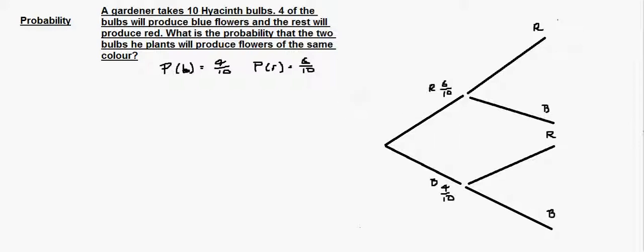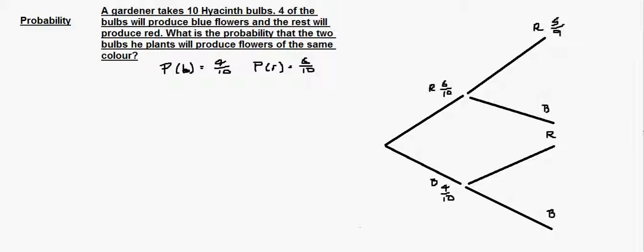Now, obviously he's not going to plant them, uproot them and then put them back. So he's not replacing them. So let's assume that first of all the first bulb he takes will produce a red flower. So we know that's 6 out of 10. He now plants that bulb. The probability now that he chooses another red, well, there's going to be 1 less red. So this will be 5, and there'll be 1 less bulb. So this will be 9.